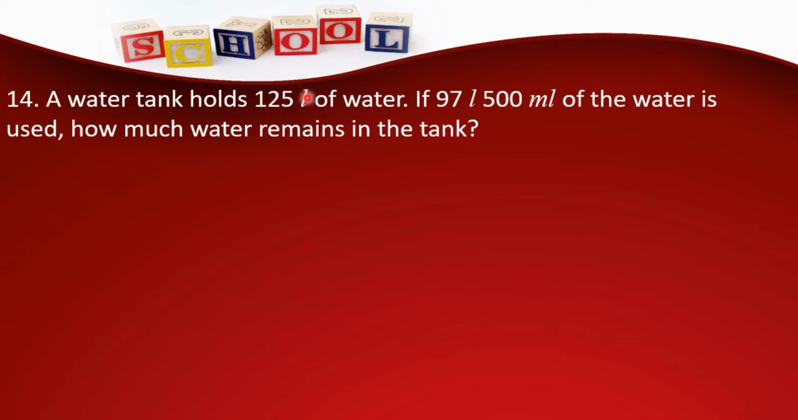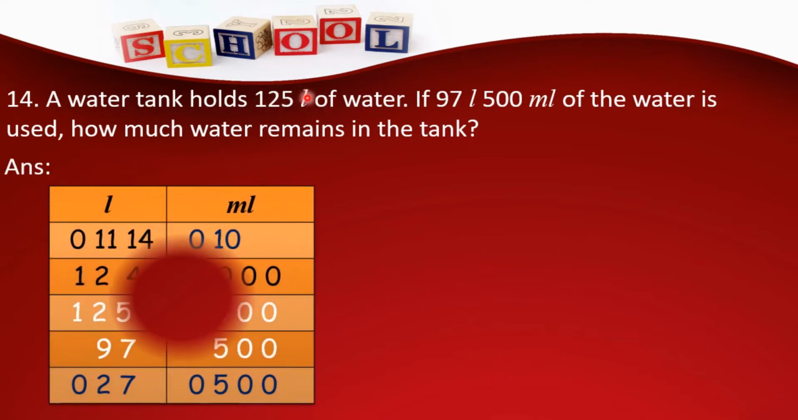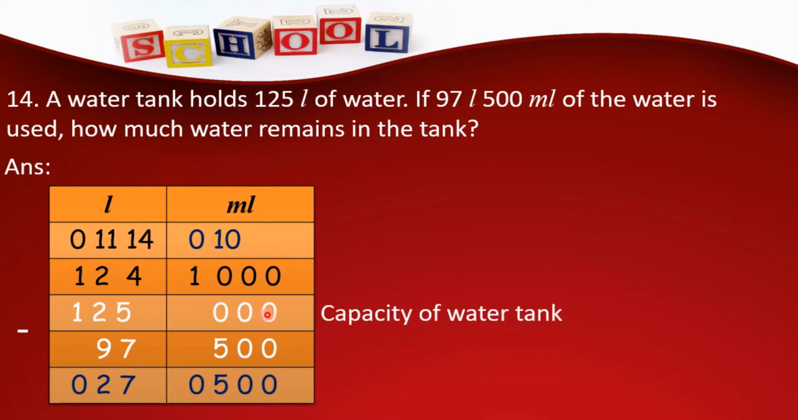So let's do it. We make two columns for liter and milliliter and we write 125 liters and 0 milliliter, which is the capacity of the water tank. Then we subtract the water used from the capacity of the water tank, which is 97 liters and 500 milliliters. Now let us do the subtraction in the milliliter column. We have 0 milliliter and we have to subtract 500 from 0, which is not possible.